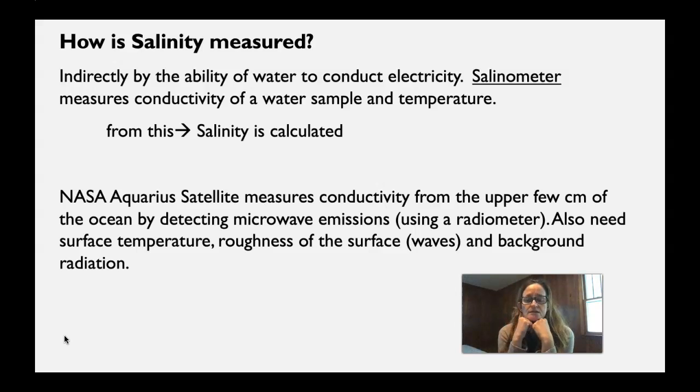The other way is through the Aquarius satellite. And the Aquarius satellite is in the sky and it measures conductivity in the upper few centimeters of seawater by detecting microwaves using a radiometer. And this, along with information about the temperature of seawater and how rough the surface waves are, they can calculate salinity pretty accurately.